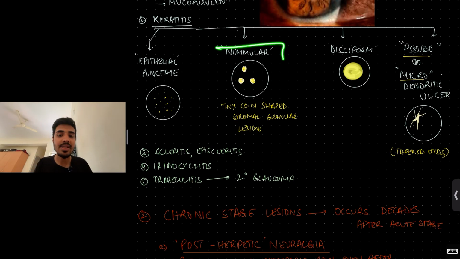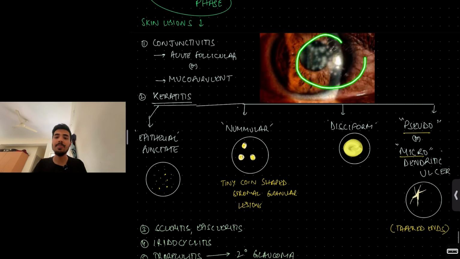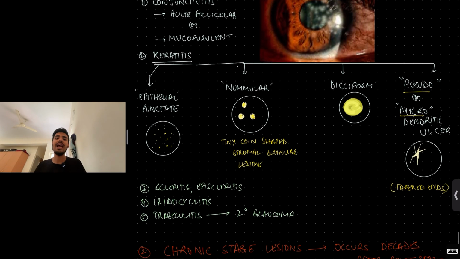Nummular keratitis. This is at the level of the stroma. Very, very important: nummular keratitis is not on the corneal epithelium. Coin-shaped granular stromal lesions is nummular keratitis, as you can see in this picture. Nummular keratitis. And disciform keratitis.